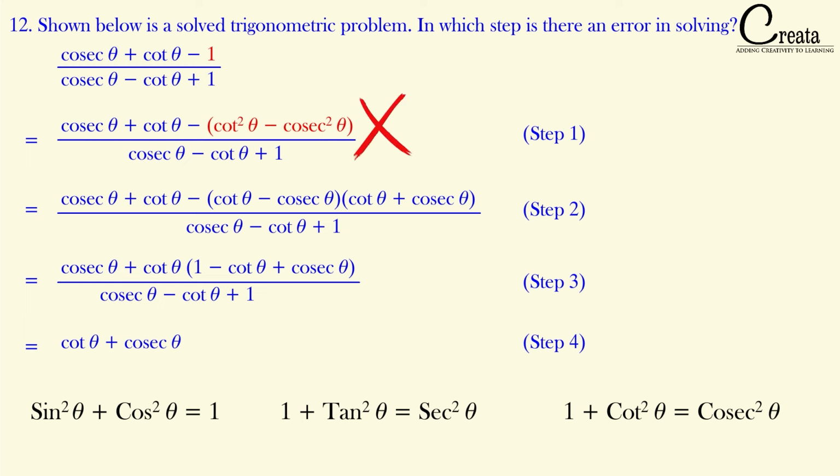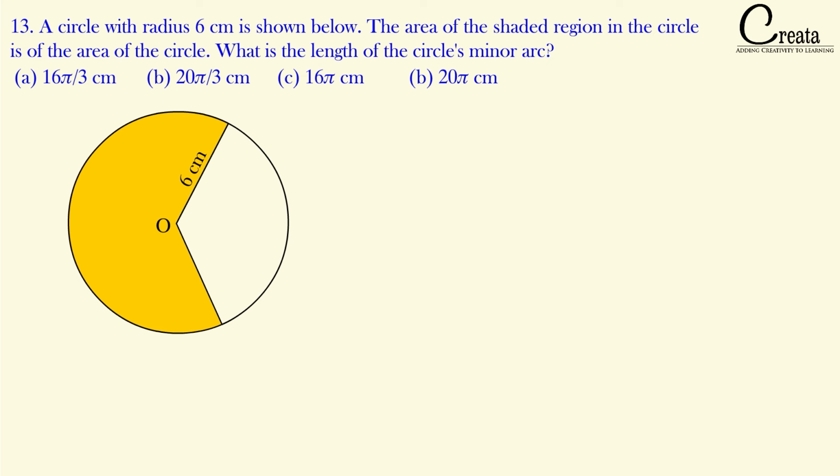This step is wrong. Cot square theta minus cosec square theta is not equal to 1. It is cosec square theta minus cot square theta is equal to 1. So this step is wrong. The step number 1 is wrong. Step 2, step 3 and step 4 are absolutely correct. Only step number 1 is wrong. So the answer is A, step number 1. Got it? Let's move to the next question.